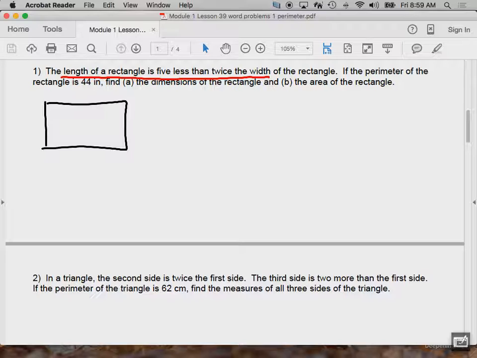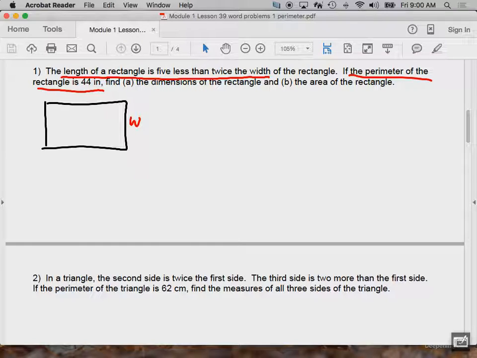Next, perimeter is 44. Okay, and then it tells you what to do. Find this and find that. And I'll get to that in a couple of minutes. I drew the picture. Now let me label things that are inside the picture. Now, notice the first sentence. The first sentence says, the length of the rectangle is blah, blah, blah of the width. So, does anybody here know what the width is? No. No. So since I don't know what it is, I'm just gonna call it W.